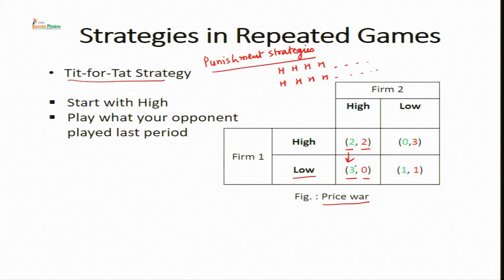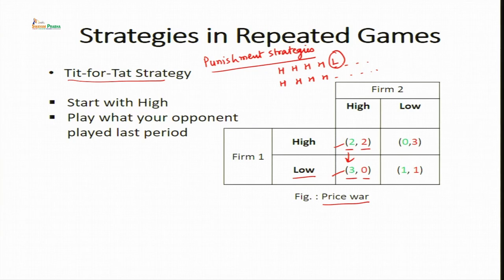So, clearly firm 1, if it switches to L from H, then it gets benefit from 2 to 3. So, this agreement of keeping, say, high price does not always hold. Okay? So, there is an incentive for a firm to breach it. So, these strategies or punishment strategies I am talking about, these are for such situations only.